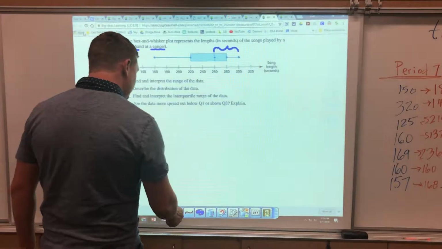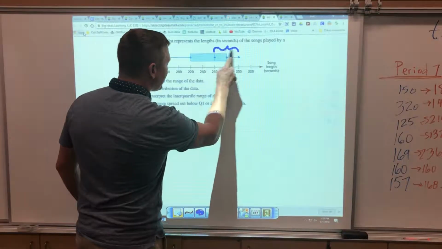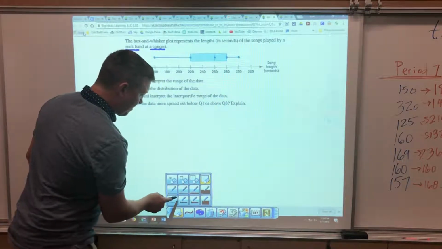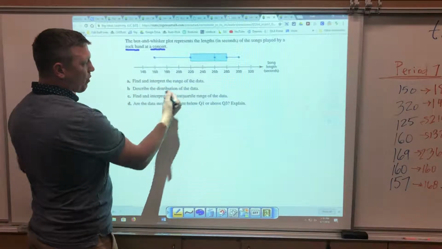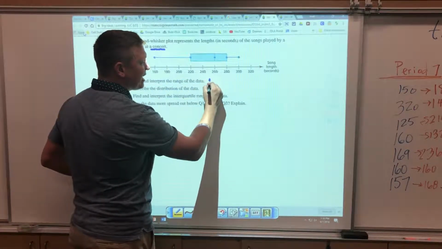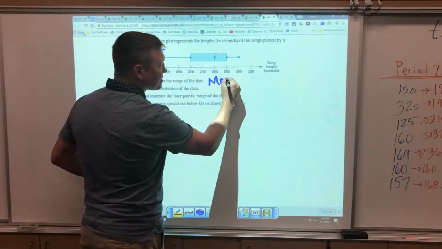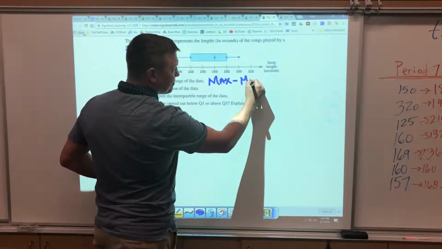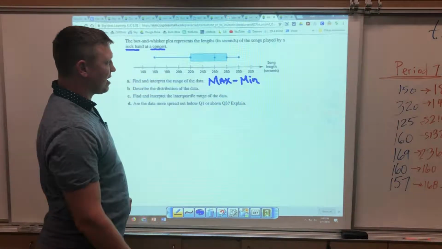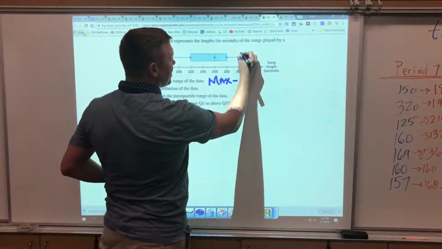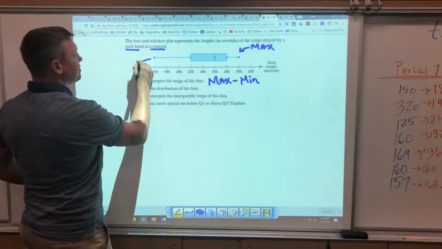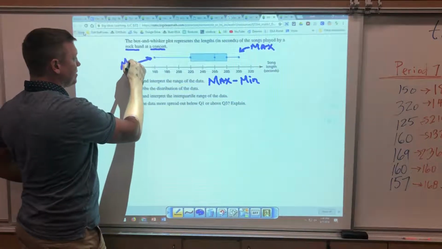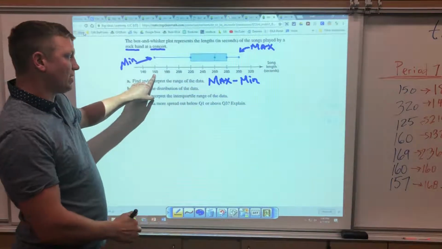So let's check it out. Let's go into a little bit more detail right here. I'll erase that, and then let's take a look. It says right here, find and interpret the range. The range of the data is always maximum subtract the minimum, okay? That one is not that hard. It's not a big deal. Where's the maximum? Right here. Max. Hey, where's the minimum? It's that point right there, minimum. So you just have to read the point underneath of it.